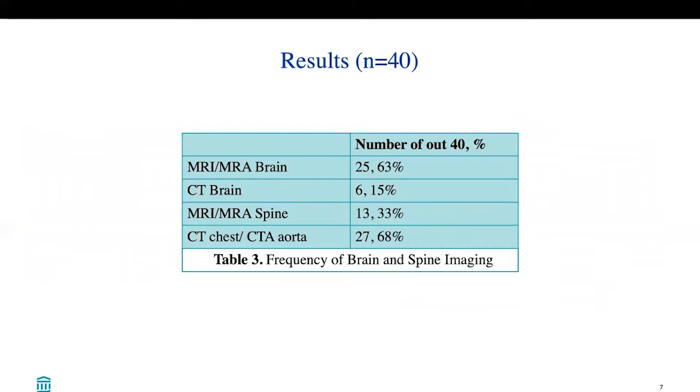Now to get into the actual results. Within this cohort of 40 people, the following brain and spine imaging frequencies were seen. For MRI, MRA of the brain, 25 out of 40, or 63% of patients had these studies performed. For CT of the brain, 6 out of 40, or 15%. For MRI, MRA of the spine, 13 out of 40, or about 1/3 had images. And for CT of the chest, or CT of the aorta, 27 out of 40, or 68% had these images done.